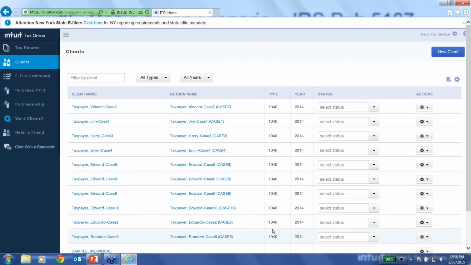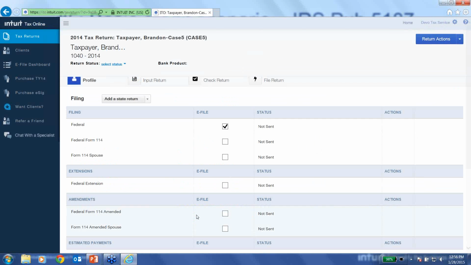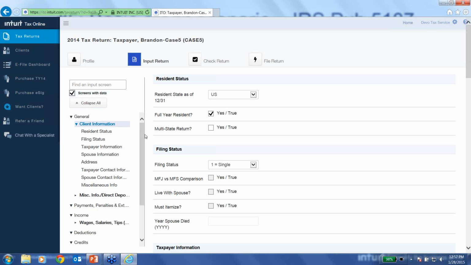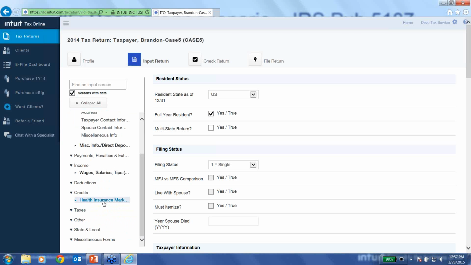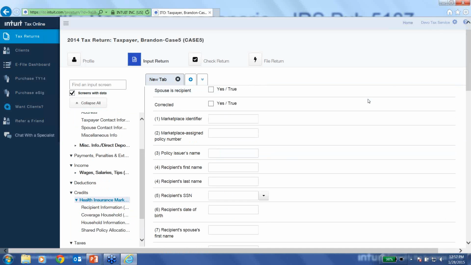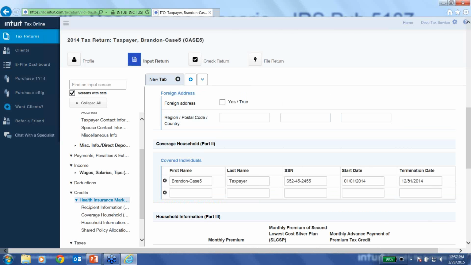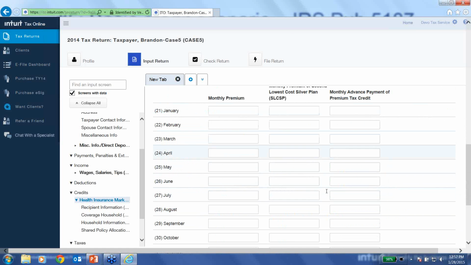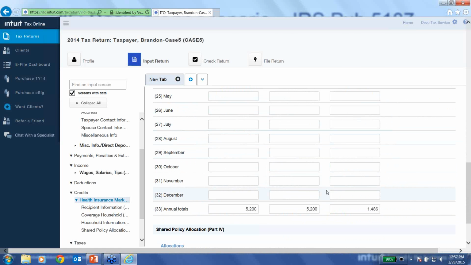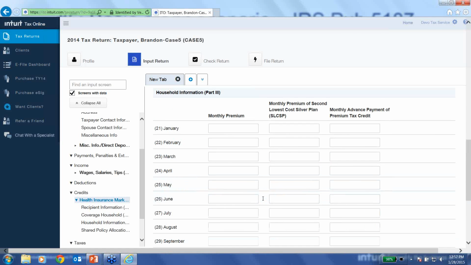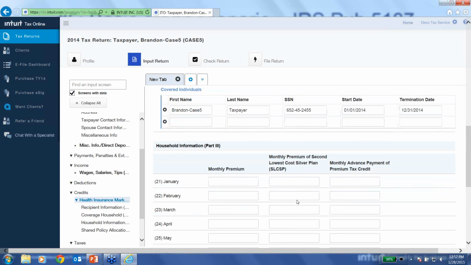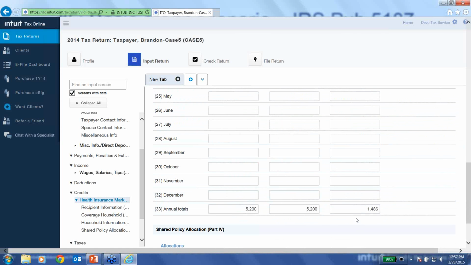Okay, we'll pull up use case number 5. Go to the inputs. And we'll find out that he got a 1095-A. He had coverage for the full year, shuts off the penalty. And then he didn't need to fill in these monthly amounts since they were all equal. You can just punch in the annual totals. $5,200 for the premiums and the second lowest cost silver plan. The advance payment for the year, $1,486.